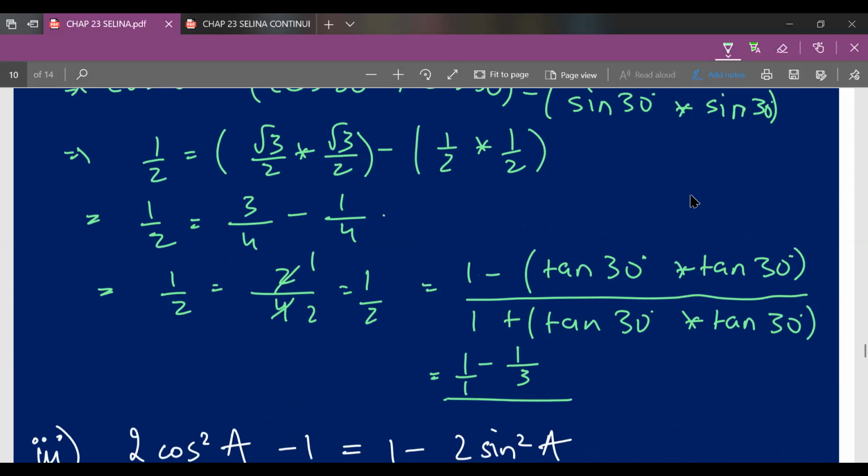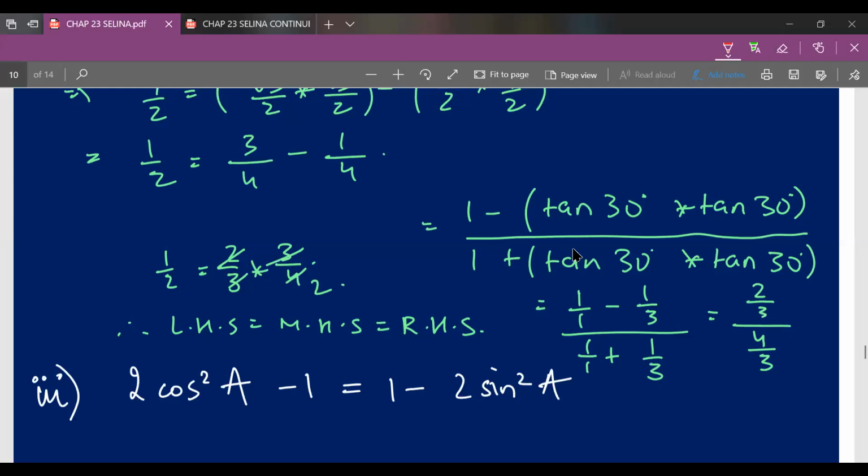Okay, I'll try to make a little space. Note all this down, then we'll solve it further. So over here what I've done is, 1 minus tan 30 degree will be 1 upon root 3. So tan 30 into tan 30 will be 1 upon root 3 into 1 upon root 3, which will be 1 upon 3. So therefore 1 upon 1 minus 1 upon 3, whole divided by 1 upon 1 plus 1 upon 3.